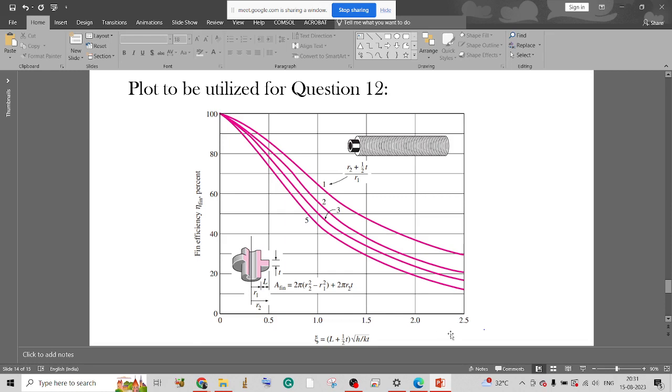You can get an approximate value of efficiency, right? Then you can ask me, I'll tell you what will be the closest one.